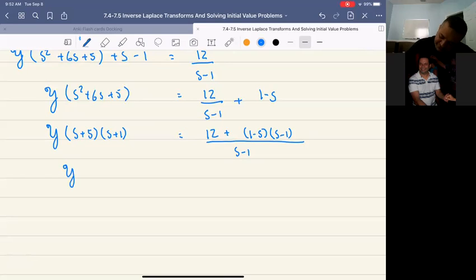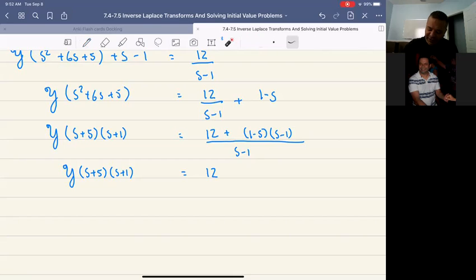So y times s plus 5, s plus 1 equals, now here, I'm going to play around with this a little bit. This is 12. And now, if I just change the sign, and this is negative, then I'm going to get s minus 1 squared, right? Okay, so I'm going to write this as minus, and then s minus 1 squared is s squared minus 2s plus 1.